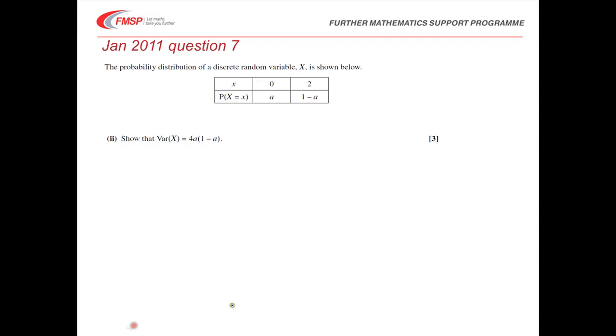That's quite pleasant. We're then asked to show that. Again, you can treat show that questions as find and then agree with the answer. To do this, we've already worked out the expectation, so we just need the expectation of squares, which is going to be 0 squared times a plus 2 squared times 1 minus a. So we can see that the expectation of the squares is going to be 4 times 1 minus a. We can see that quite nicely.